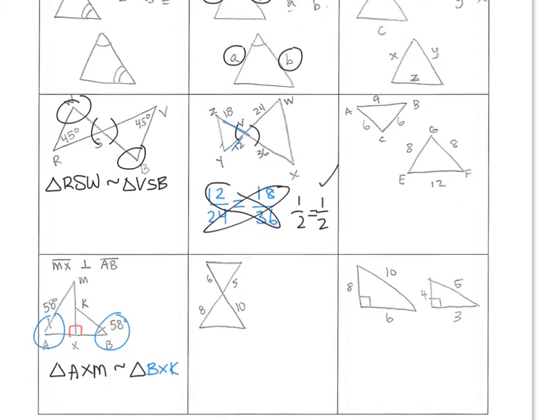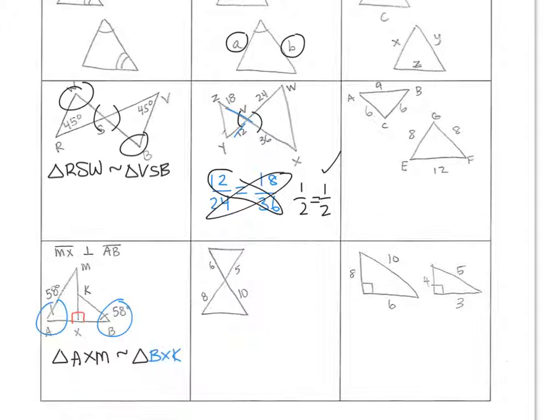Now let's try, I need to write a similarity statement. So YVZ is similar to triangle. So Y matches up with W, because that's where the short side is too. V is V, and then this has to be X. And then the last one, put the angle markings in.